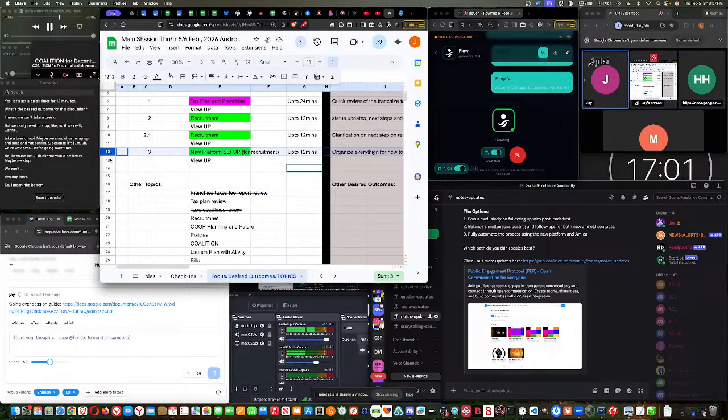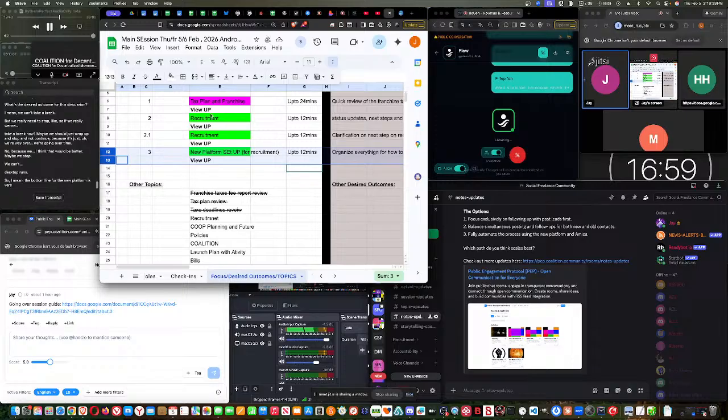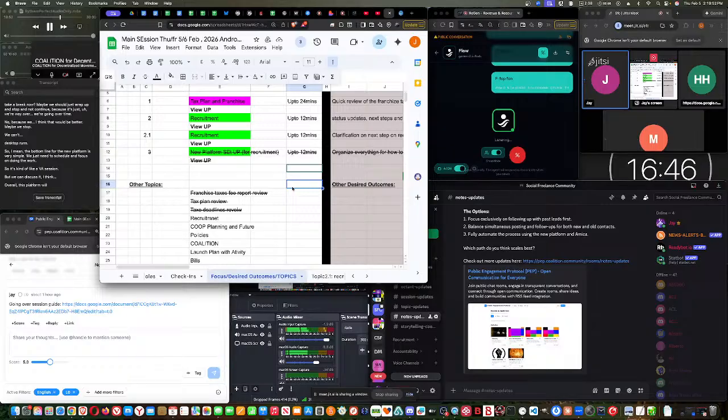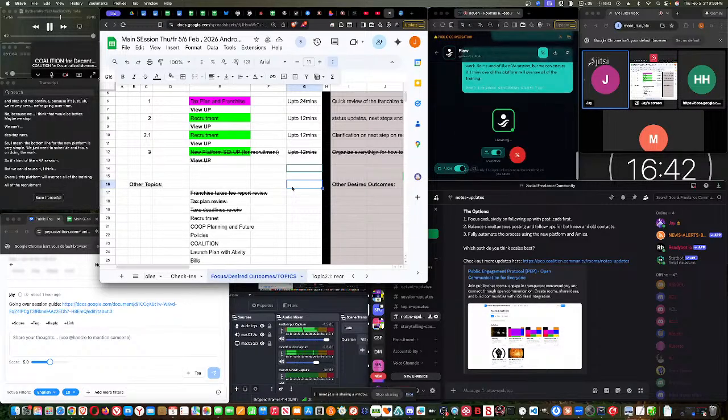I mean, the bottom line for the new platform is very simple. We just need to schedule and focus on doing the work. So it's kind of like a VA session, but we can discuss it. I think overall, this platform will oversee all of the training, all of the recruitment, and the coordination of the work. In essence, the deadlines and the actual work.